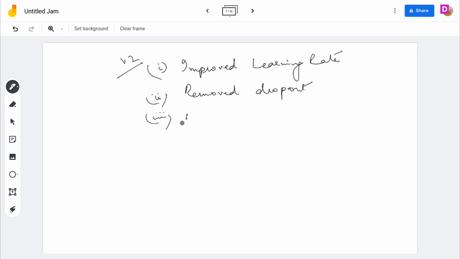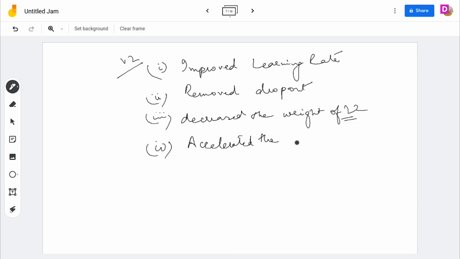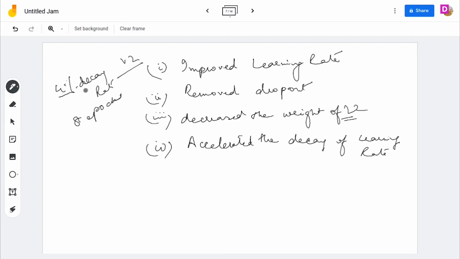Next, they have decreased the weight of L2. That means earlier in Inception v1, the weightage given to the L2 regularizer is now decreased, so it is given less weightage. Then they accelerated the decay of learning rate. If you remember, in the last one it was a 4% decay rate for every 8 epochs. So every 8 epochs the actual learning rate will decrease by 4%. Now they have even accelerated that part, so it will decay even faster.